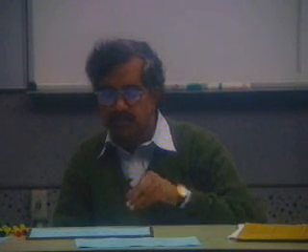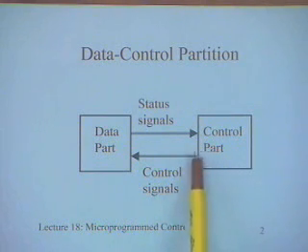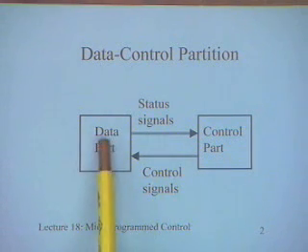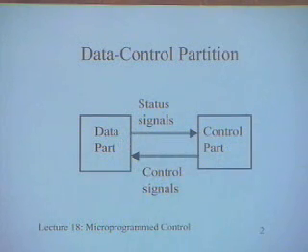state machines. So there is a data part of the system and there is a control part of the system. These two interact with two sets of signals. One set of signals which originate from the control and go to the data are called the control signals. The other set of signals which originate from the data and go to the control are called the status signals.